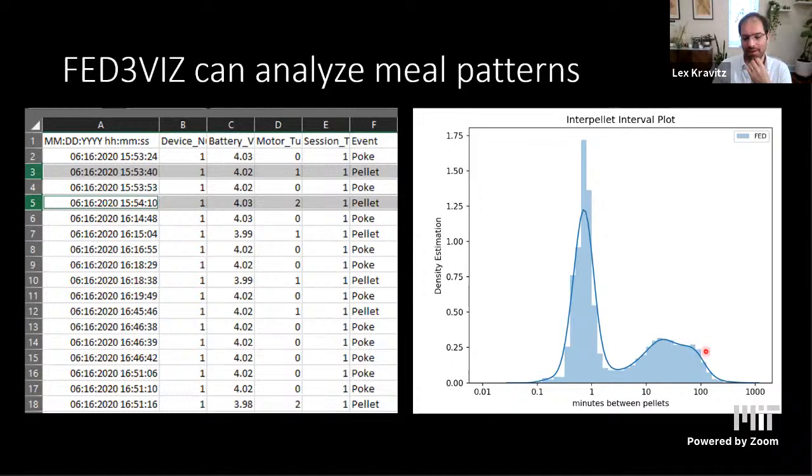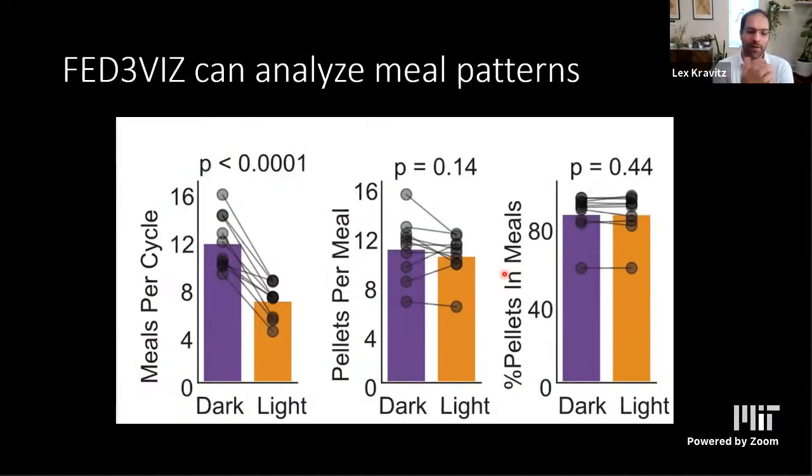There's a second peak out here, somewhere between 10 and 100 minutes, or sort of 1 to 2 hours. And these are the gaps in between meals. So animals will eat a meal and then break for 1 to 2 hours, and then they'll come back and eat another meal and then break for 1 to 2 hours. Using this plot allows us to draw a line and decide that everything below a minute is within a meal, and everything above that we'll say is between meals. And then we can do analyses on these.